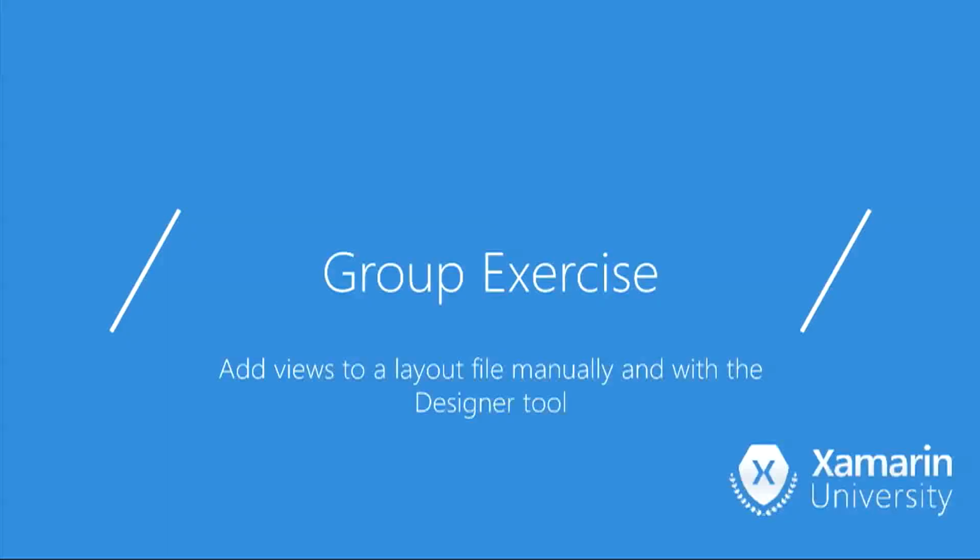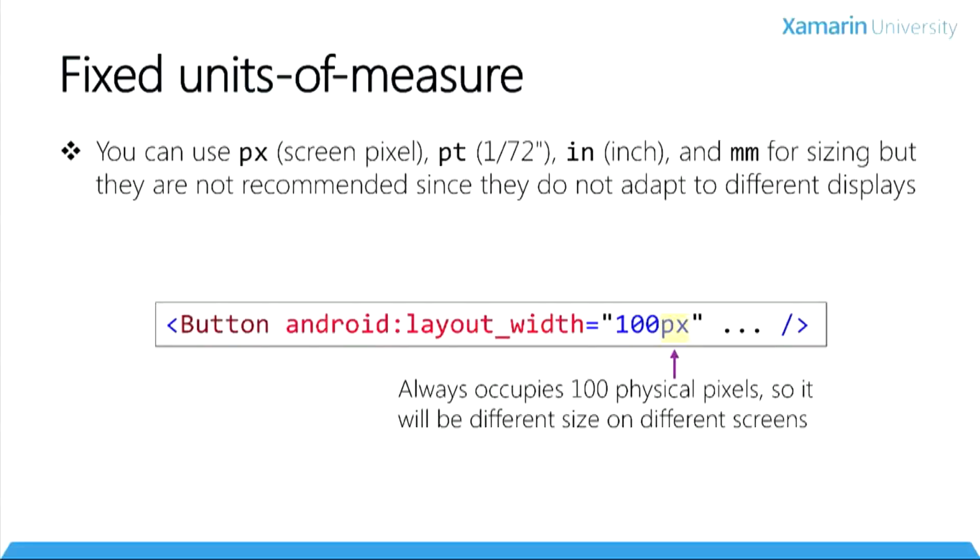So when we defined our user interface for the tip calculator, we used match parent and wrap content for the widths and heights. And those are actually pretty common. They're not the only option though. There's two other choices. Here's the first one. You can hard code values using pixels, points, inches, millimeters. So for example, the button I have there is always going to occupy 100 pixels.